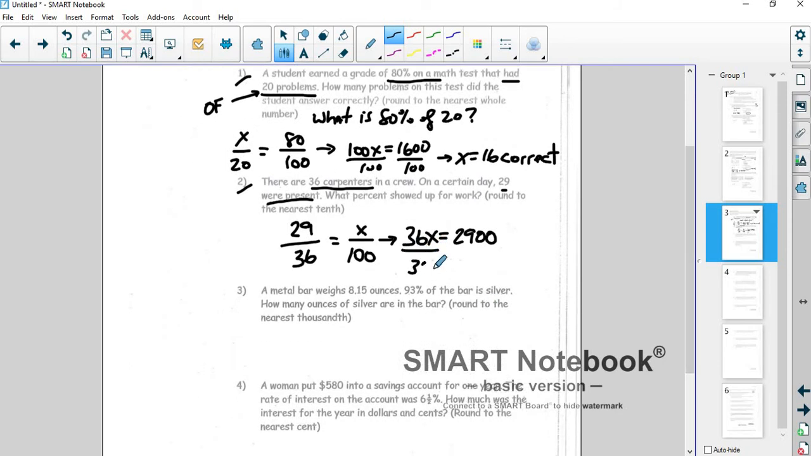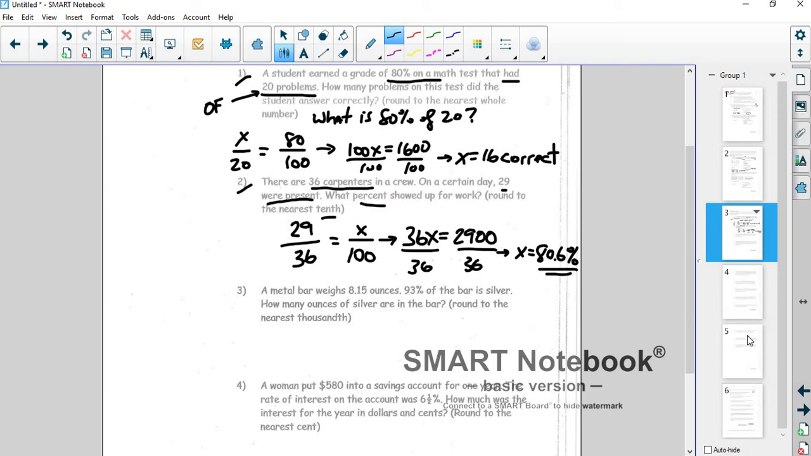Divide both sides by 36. So I get x equals, plug it in my calculator, 80.555, so that's 80.6 percent. Don't forget the percentage symbol because we're looking for percents.